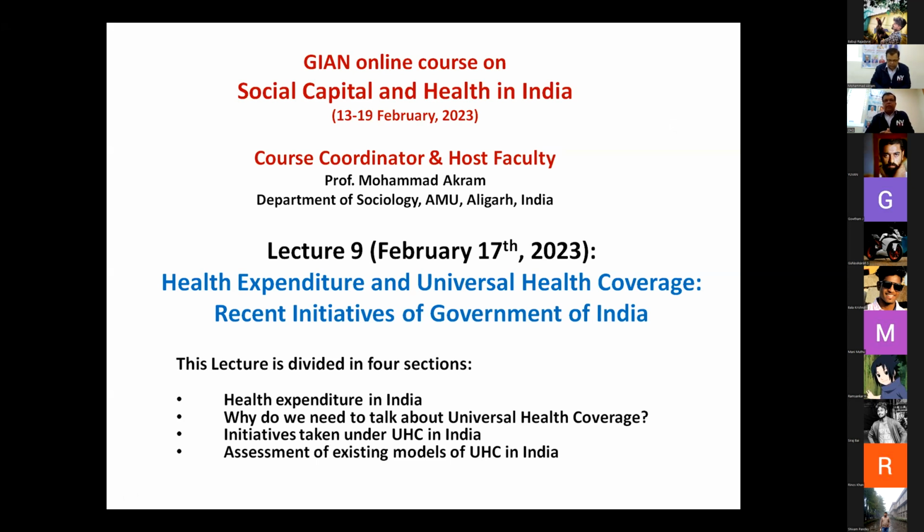So this lecture is divided into 4 sections. We'll talk about 4 different issues here. First thing is health expenditure in India. Second, why do we need to talk about universal health coverage? Third one is the initiatives taken under the universal health coverage in India. And the fourth one is an assessment of the existing models of universal health coverage in India. You may remember we had a discussion on this topic when we were talking about the health disparities and inequalities also.